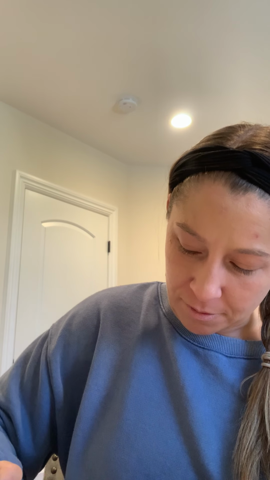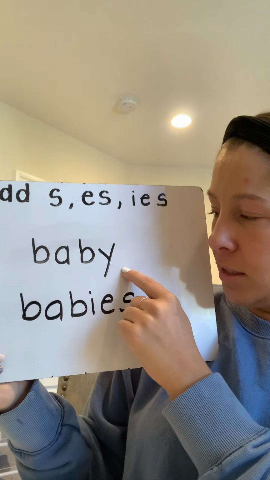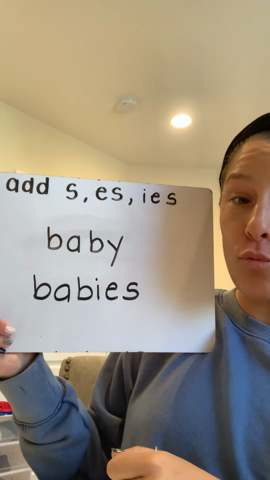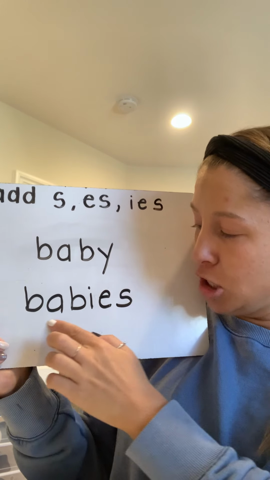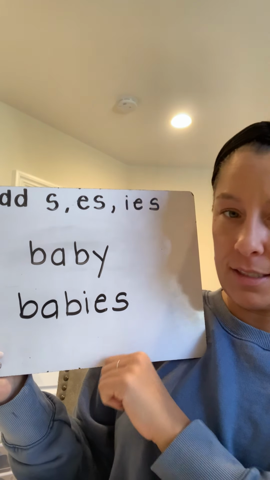I'm going to get rid of the Y, or I like to say drop the Y and add IES. That's what I like to say, and it helps me remember. So I'm going to write it again as plural. Baby. It ends in Y. But I saw 3 babies at the park. I got rid of the Y, and I added IES. Babies.